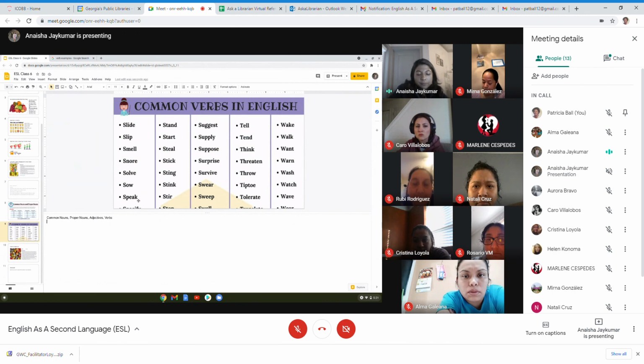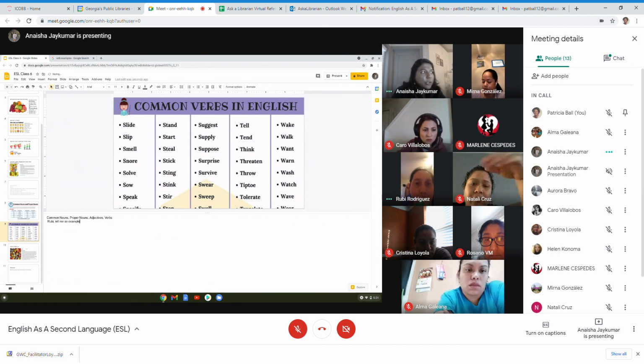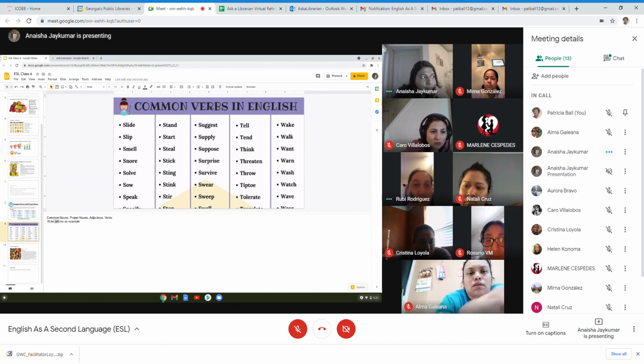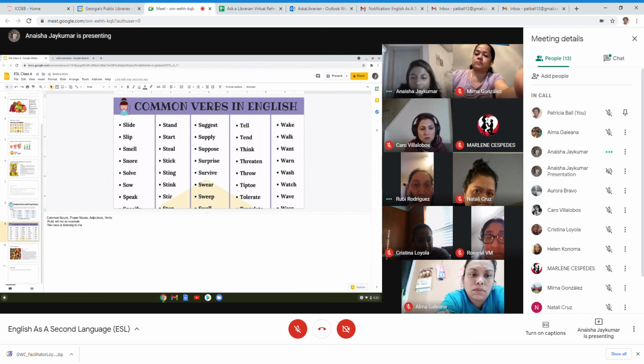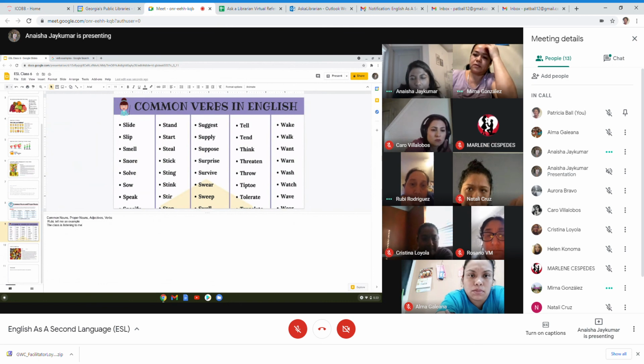So when I say, Ruby, tell me an example. Ruby is a proper noun. And what is tell? The verb. Tell is a verb because it is an action that I'm asking for. And I can say, the class is listening to me. So listening or listen is a verb. It is an action.